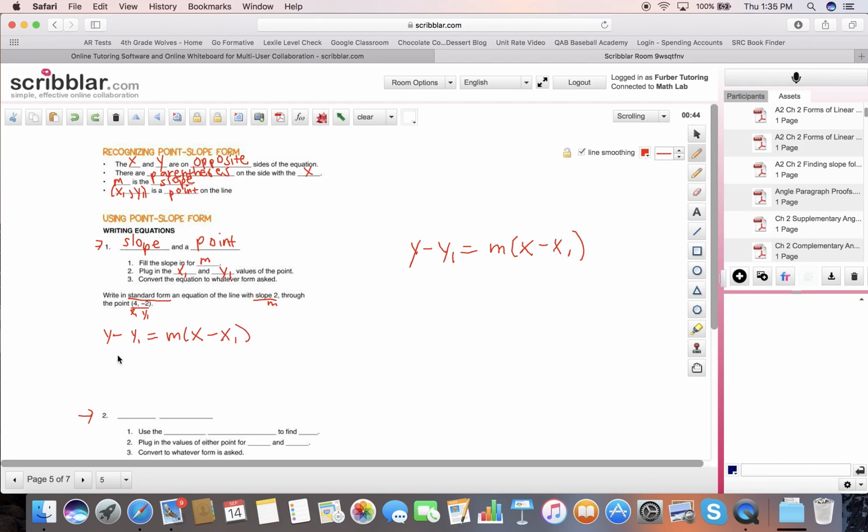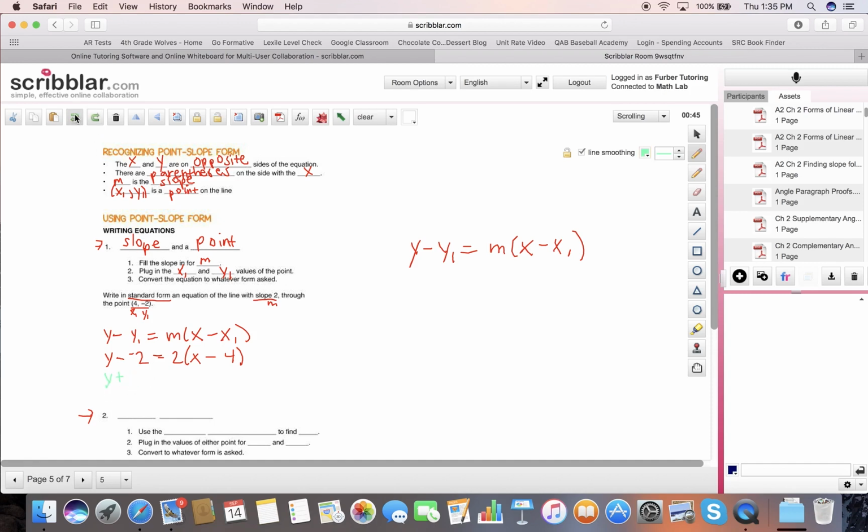So the y1's going to get replaced with a -2, but be careful, there's already a minus. So if the y value is also -2, that's going to change to a plus. We'll fix that in a minute. M is the slope, and that's 2. And then x1 is 4. So I'm just going to do x minus 4. And now I'm going to simplify, and I'm going to eventually get it in standard form. So let me finish putting it in.